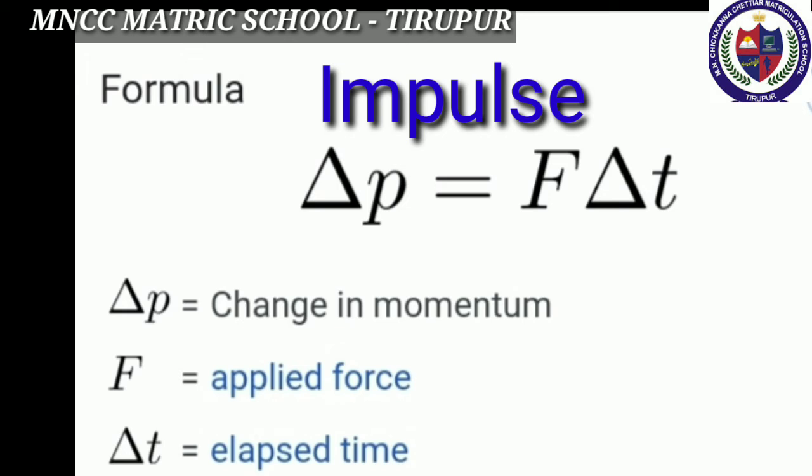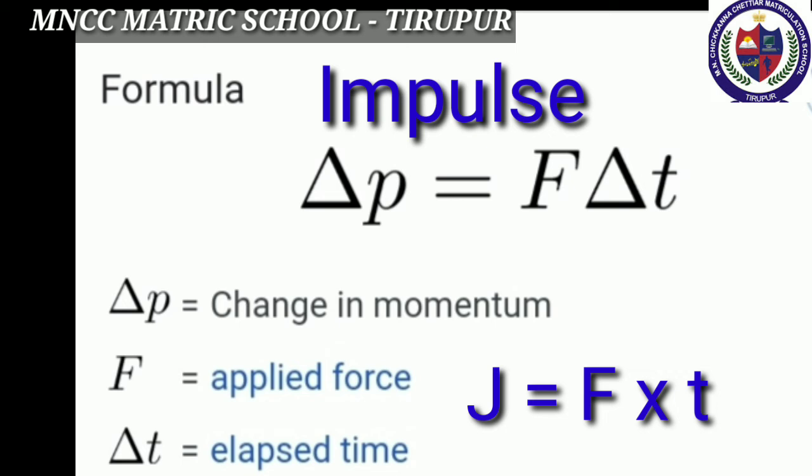Next let us learn about impulse. A large force acting for a very short interval of time is called impulsive force. Del P is equal to F into del t. Here del P is denoted as change in momentum, F is denoted as applied force and del t is denoted as change in time. Here del refers to change.